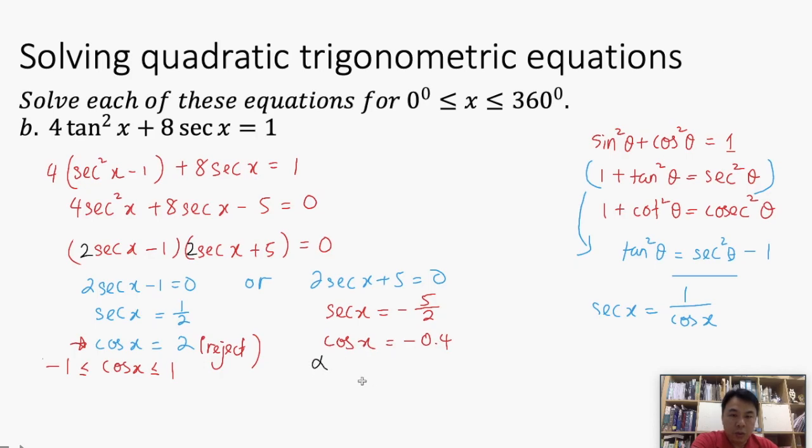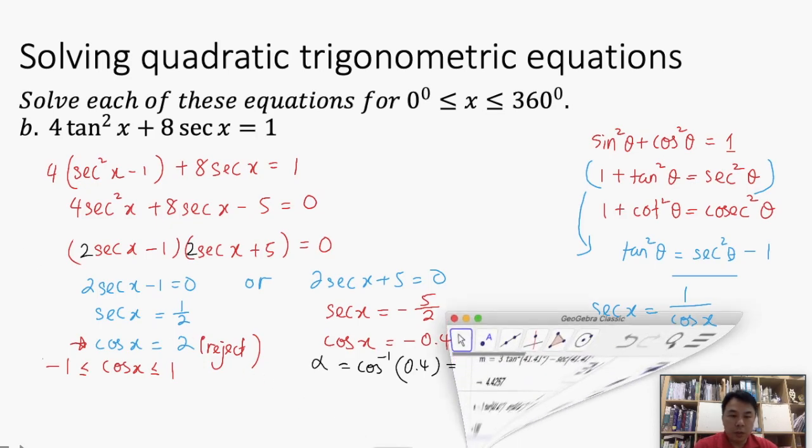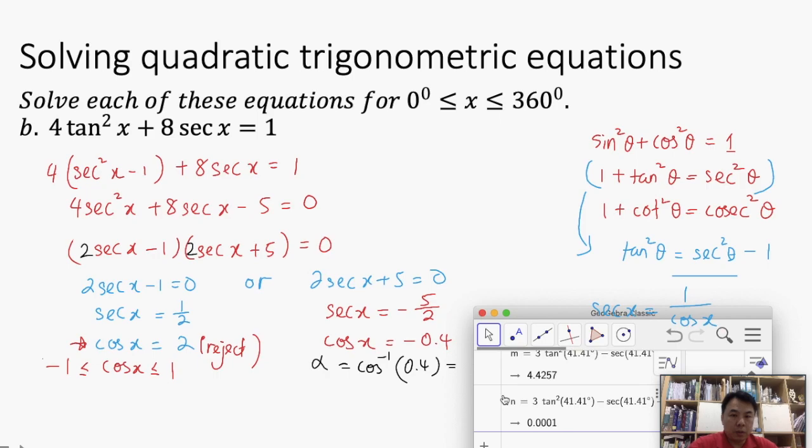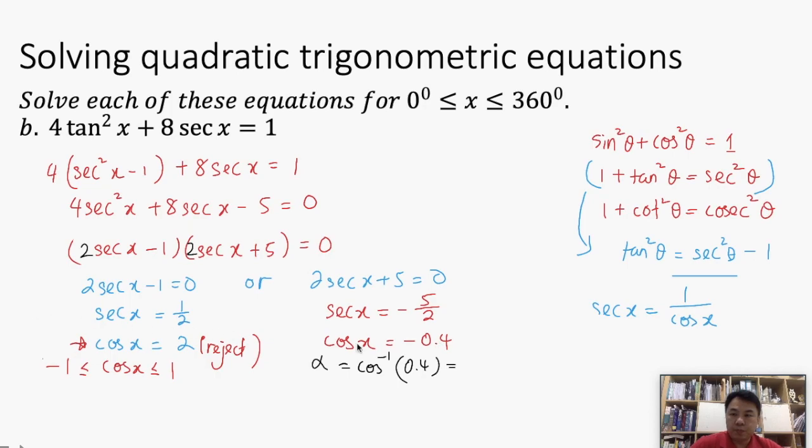Now, as usual, we're going to work out the reference angle. We're going to take the arc cosine. Don't forget, take the positive value here. Okay, just let me check with my calculator. See whether I got this right. Arc cosine 0.4. Let me see what I have. Okay, 66.42 degrees. And then I need to remind myself that because it's negative, the solutions will be found in the second quadrant and the third quadrant.